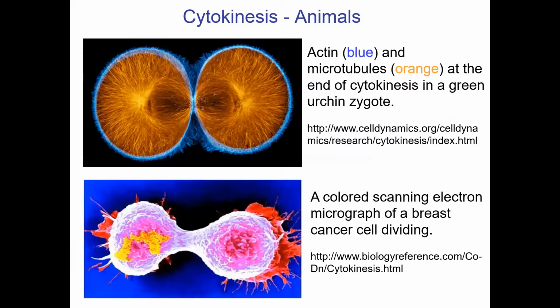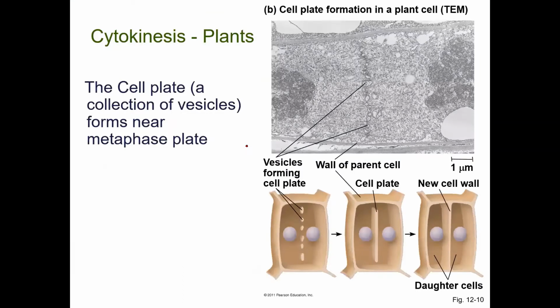There's some more pictures. We've got some sea urchins, and the ones on the bottom are some cancer cells of some sort. So what if you have a cell wall, like a plant? You can't do that. Plant cells have rigid cell walls, so they do things a little bit differently.